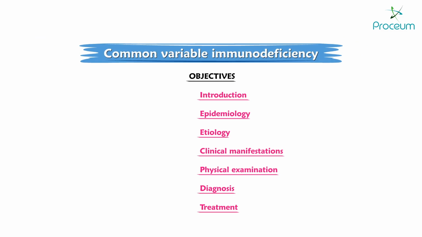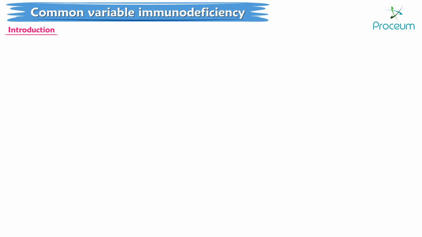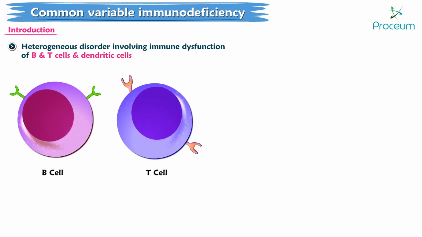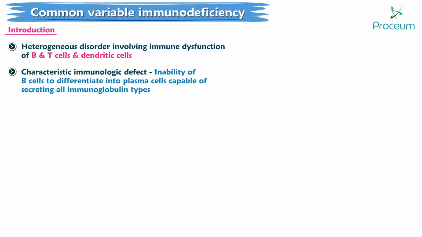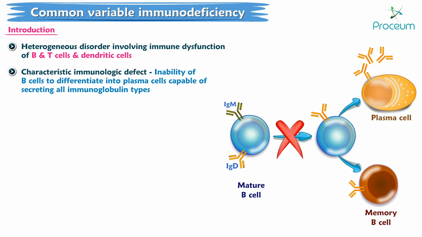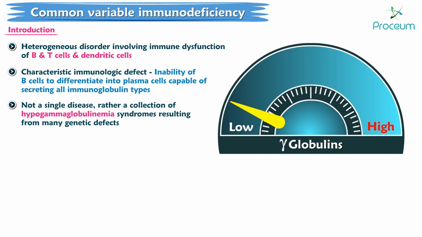In this part, we'll be going over common variable immunodeficiency. Common variable immunodeficiency, or CVID, is a heterogeneous disorder involving immune dysfunction of B and T cells and dendritic cells. The characteristic immunologic defect is the inability of B cells to differentiate into plasma cells capable of secreting all immunoglobulin types. CVID is not a single disease, but rather a collection of hypogammaglobulinemia syndromes resulting from many genetic defects.